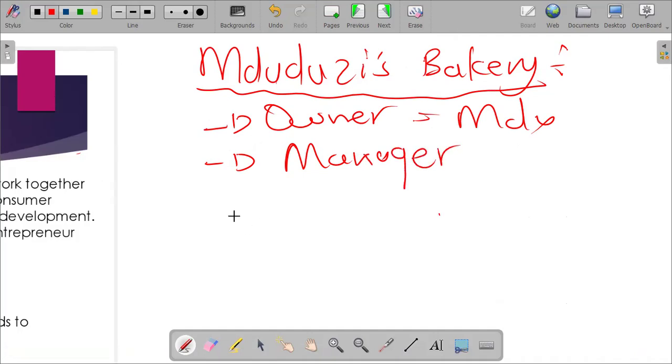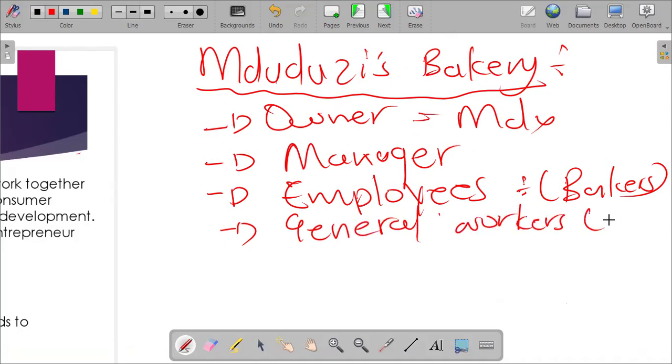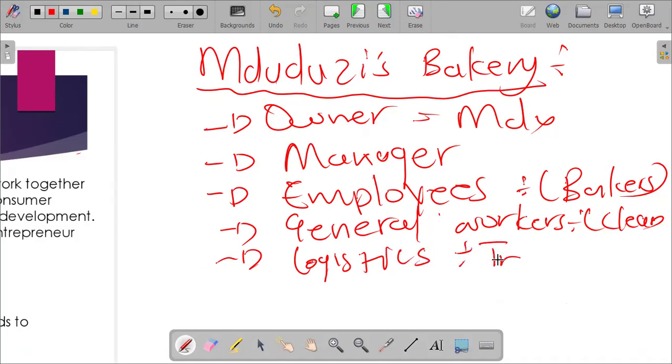We had our employees, the people who are actually baking, the bakers. And we had our general workers, people who clean. And lastly, we had logistics, right? So these would be our transportation.